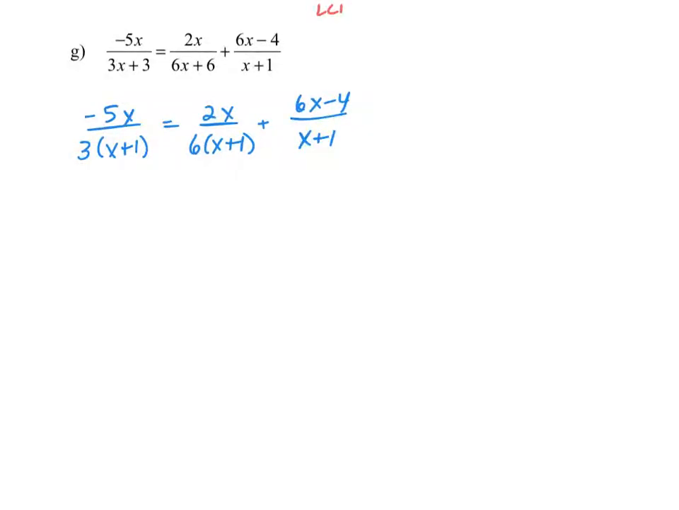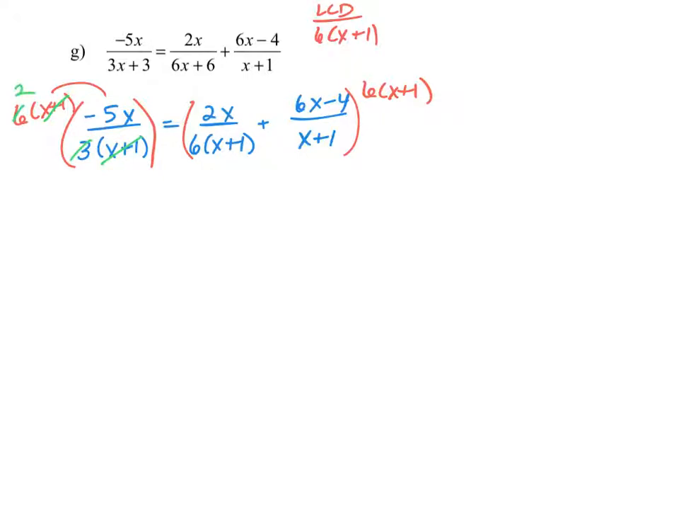Our LCD, what we want to multiply both sides by, is 6 times the quantity x plus 1. I'm going to multiply the whole left side by 6 times the quantity x plus 1, and the whole right side of the equation by 6 times the quantity x plus 1. When you distribute here, the x plus 1s will divide out, and 3 goes into 6 twice. So you're distributing a 2 to the numerator. And we end up with negative 10x on the left side of the equation.